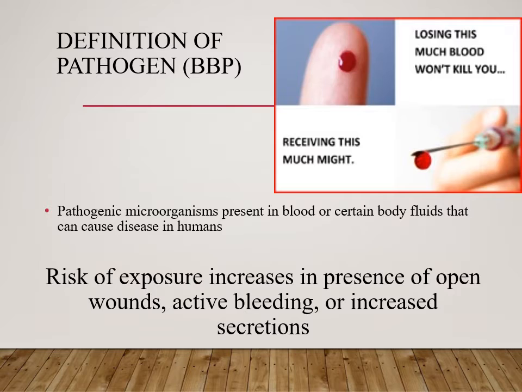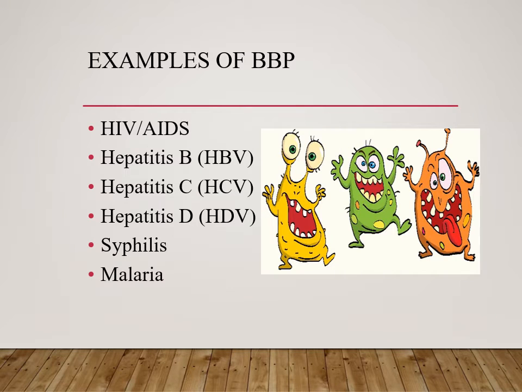Definition of pathogen: pathogenic microorganisms present in blood or certain body fluids that can cause disease in humans. Risk of exposure increases in presence of open wounds, active bleeding, or increased secretions. Examples of bloodborne pathogens: HIV/AIDS, hepatitis B, hepatitis C, hepatitis D, syphilis, malaria.